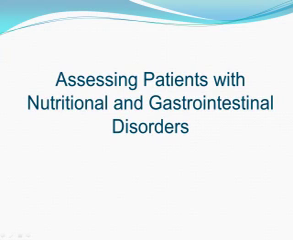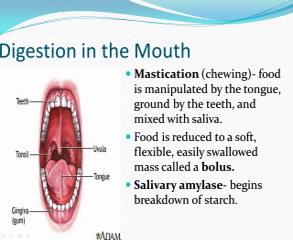Assessing patients with nutritional and gastrointestinal disorders. The human digestive tract is a tube with specialized regions and organs between the mouth and the anus. Food is ingested, mechanically processed, and chemically digested to small molecules that are absorbed. Indigestible remains are eliminated. Part of the digestive tract produces digestive enzymes.